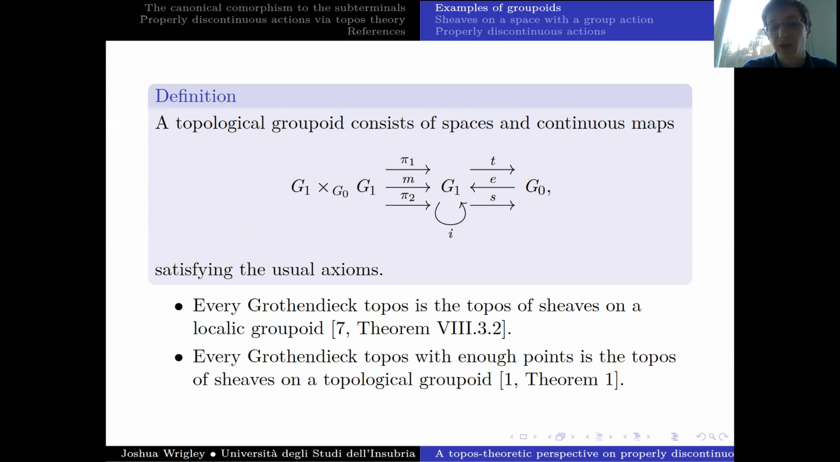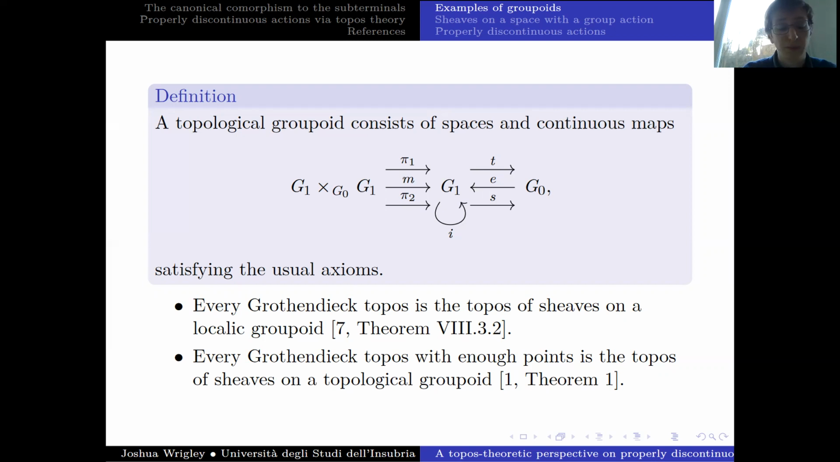So this data is the data of a groupoid, and when these are topological spaces and continuous maps, we call this a topological groupoid. And we require this to satisfy the axioms you'd expect of a groupoid. Now we can take sheaves on this groupoid and end up with a topos. And it turns out that from the perspective of Grothendieck topos theory, this is all that there is.